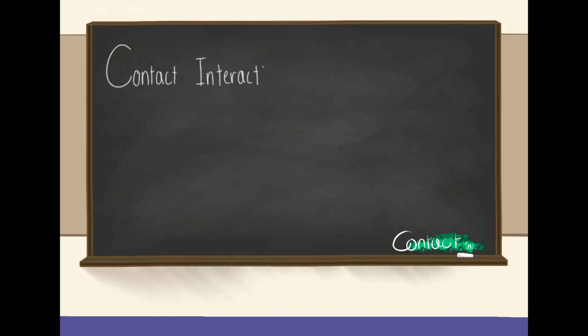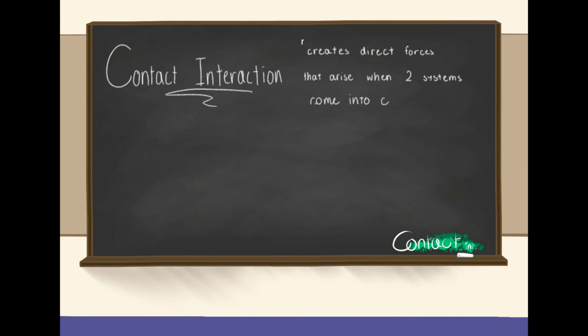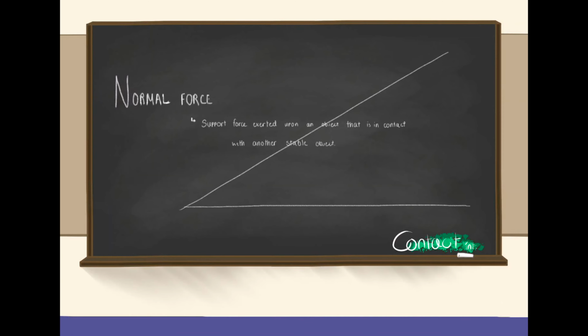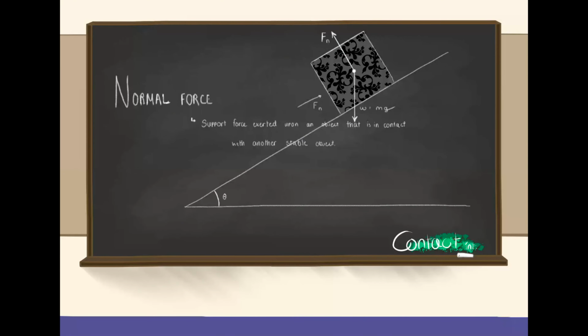Contact interactions create direct forces that arise when two systems come into contact with one another. Frictional, drag, and normal forces are all examples of contact forces and can be seen throughout our daily lives. The very first force that arises from a contact interaction is the normal force. The normal force is the support force exerted upon an object that is in contact with another stable object. The contact force arises because the surface holding the object resists compression and exerts a force that is always perpendicular to itself. As you can see, the normal force is always perpendicular to the surface, even on an incline.